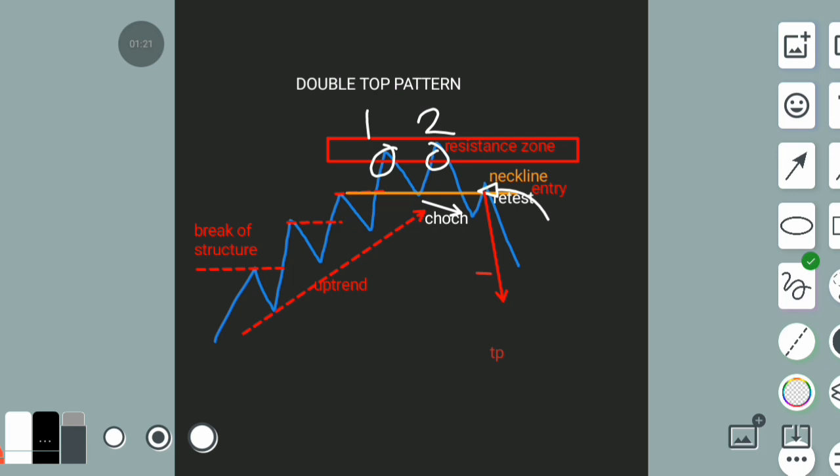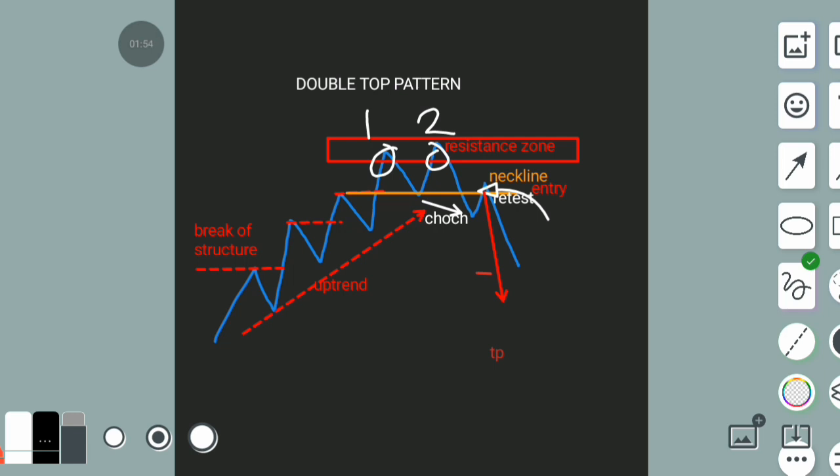Okay, so as you can see on the screen, this is what we call a double top pattern. Today I'm going to teach you about the double top pattern, how to identify it and how to trade it, where to enter and where to exit. As you can see on the chart here, this is a good double top pattern.